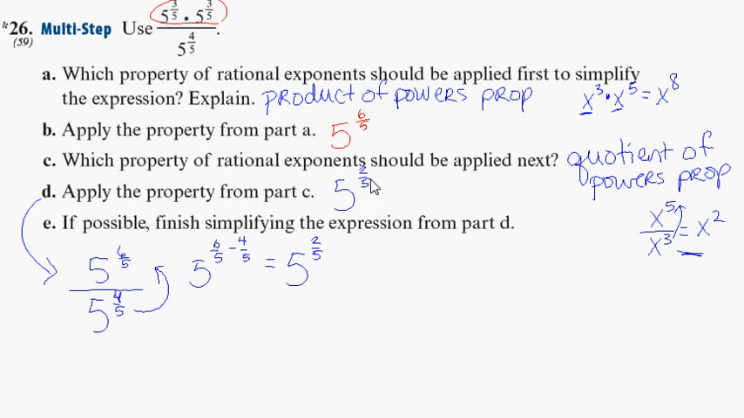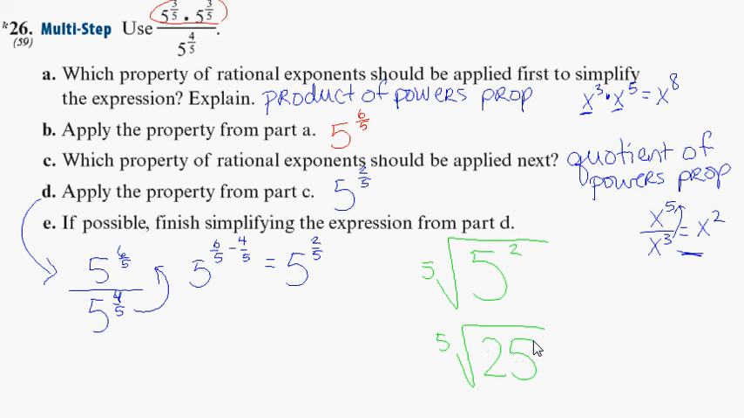Okay, now we are ready for letter E. It says, if possible, finish simplifying the expression from part D. Well, it is possible. We've got the 5th root right here, because the denominator, remember, functions as the index. Here's our number that goes into the radical, the 5, and then 2 to the 2nd power, right? So we can simplify this, 5 squared, so we can say the 5th root of 25.